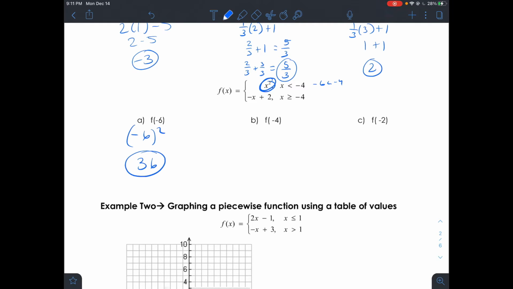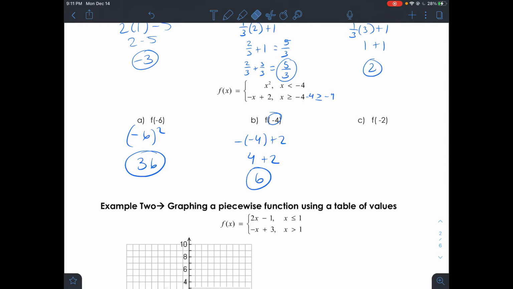So then now we've got f of -4. So which equation do we use? Well, -4 is not less than -4, right? They're equal to. And since this is just a less than symbol, that doesn't work, right? But the equal to symbol is going to work. So we're going to say -4 is greater than or equal to -4 because it's equal to. So we plug that in. We do -(-4) plus 2, which is going to be 4 plus 2, which gives us a 6.